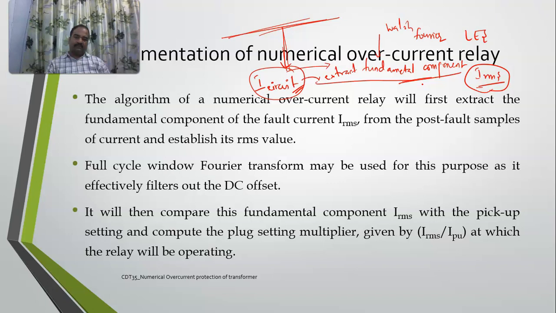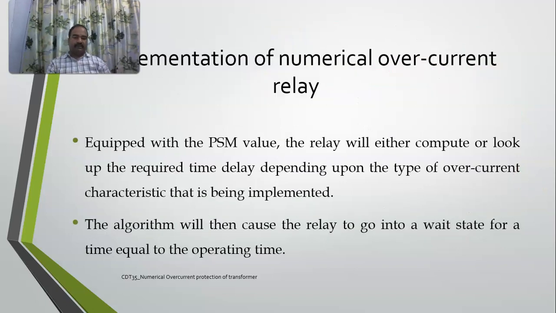Once you get this fundamental component, you compare it with your per unit pickup value. If it is greater than your pickup value, then you need to trip your circuit. If it is not greater, then you remain silent. This is the simple thing which you are supposed to implement.